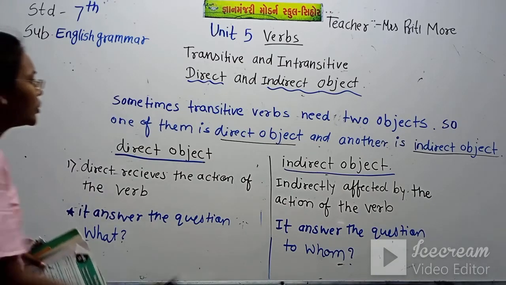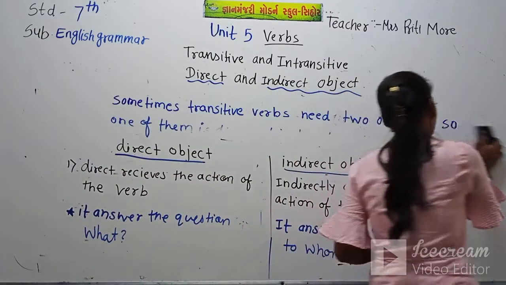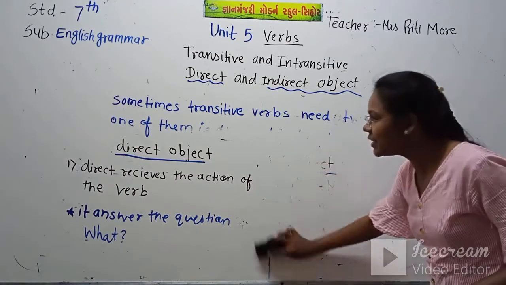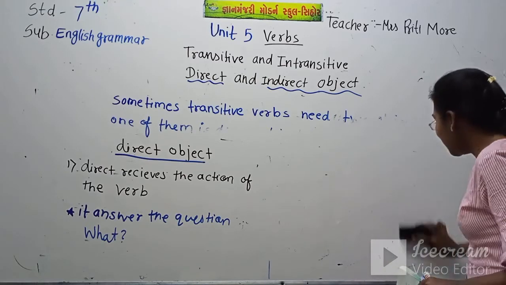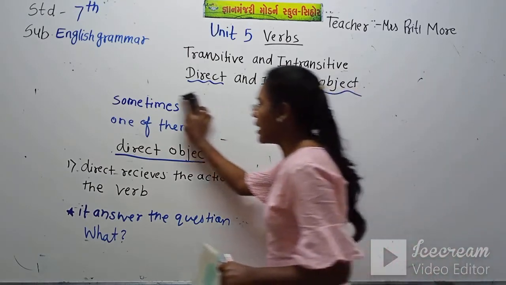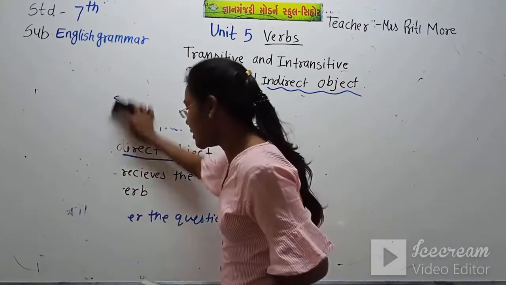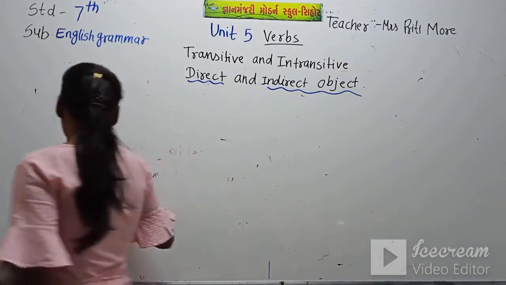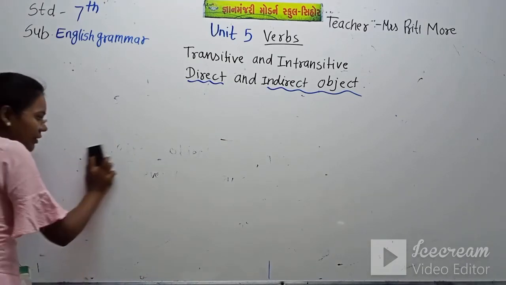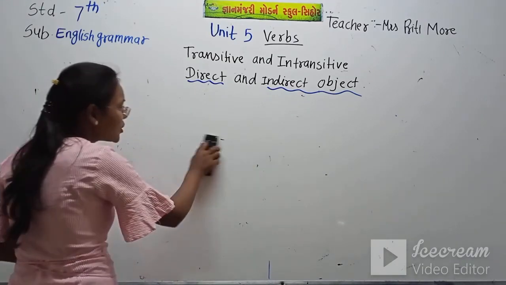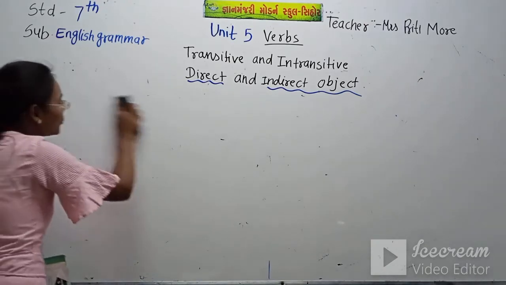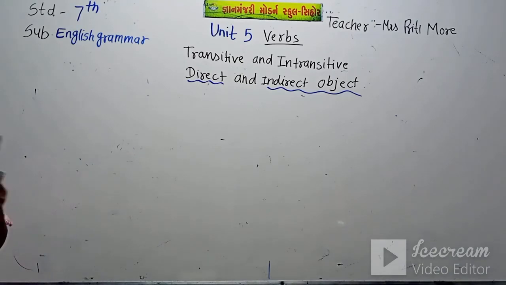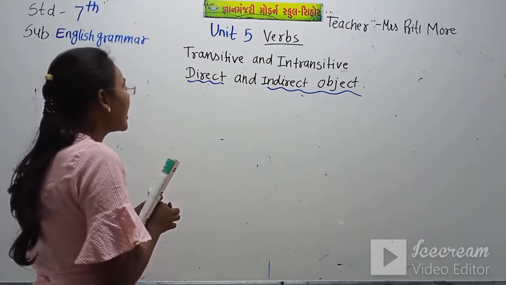Now, I hope students you have written this. Now, I just rub this. Now, let's see the example and find out what is the direct object and what is the indirect object. Let's find the direct and indirect object in the sentence. To find the direct object, we have to ask the question to the noun with what, and you will get the answer in the direct object.